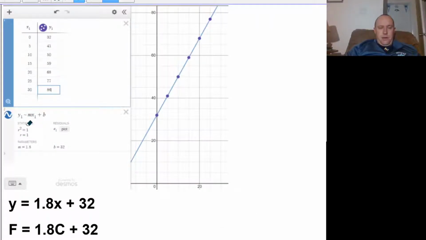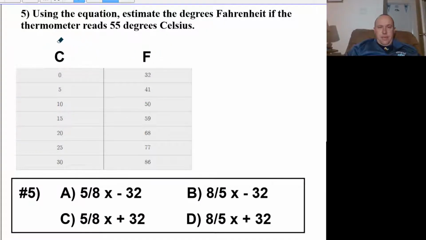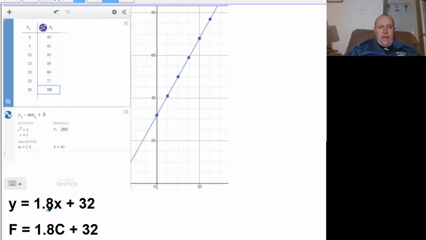We're going to type in our equation, y1 tilde mx1 plus b, and then we get the answer 1.8 and 32. So normally you'd put y equals 1.8x plus 32. This time I'm going to put F equals 1.8C plus 32. And the reason I'm doing that is this is my x value here, and this is my y value. So I just replaced x with C, and I replaced y with F.